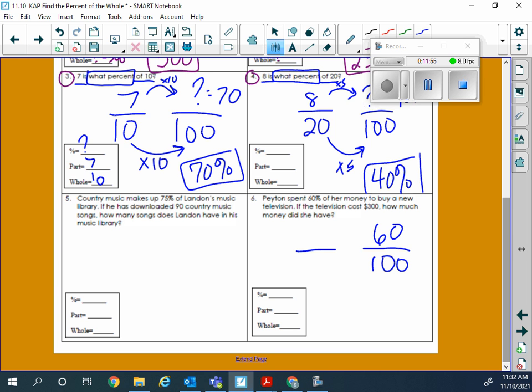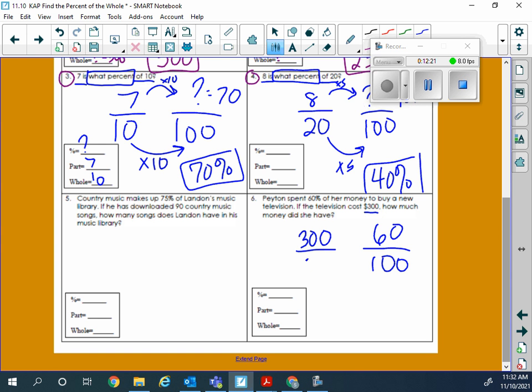Right, so she's got some money in her pocket. She's only spending 60% of it on the TV. So does it matter really what the TV costs? No. Not really, but is she spending all of her money is the key. No, she's not spending all of her money, so even though she bought this TV, that's not all of the money that she has. So what is 300? The part. The part. That's why I wanted to do this one together, okay?